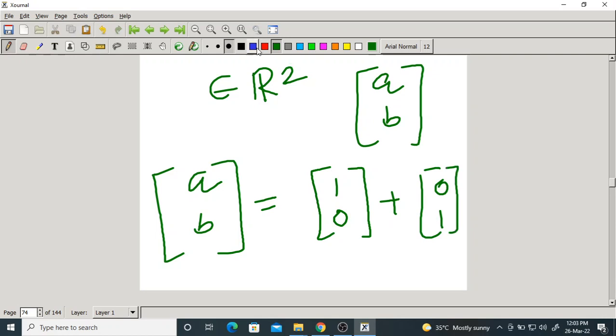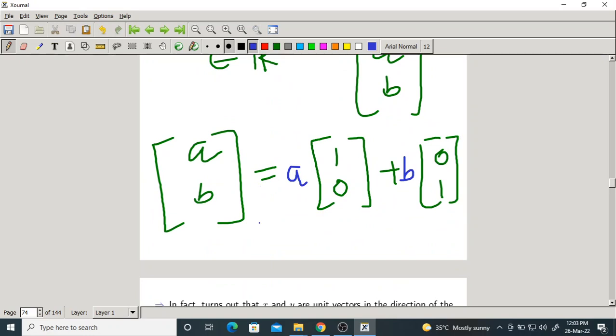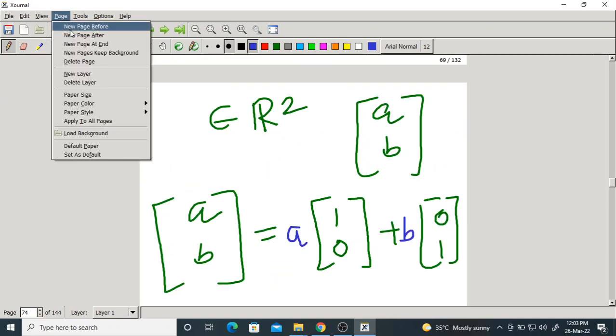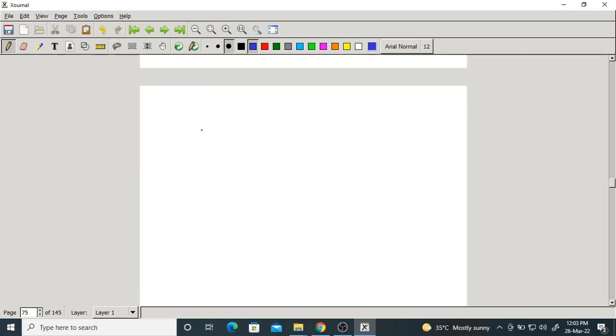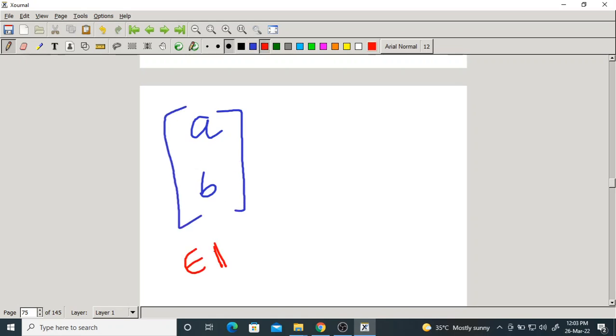What are the scalars now? The scalars have to be A and B. Now we are able to represent any vector AB, which belongs to R2 because it is a two-dimensional vector, as some scalar A times X plus some other scalar B times Y. What are X and Y?